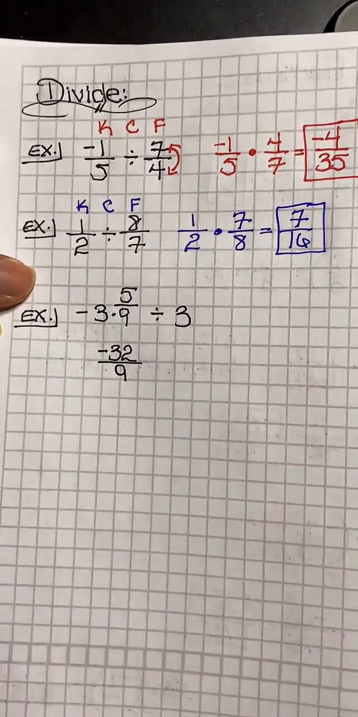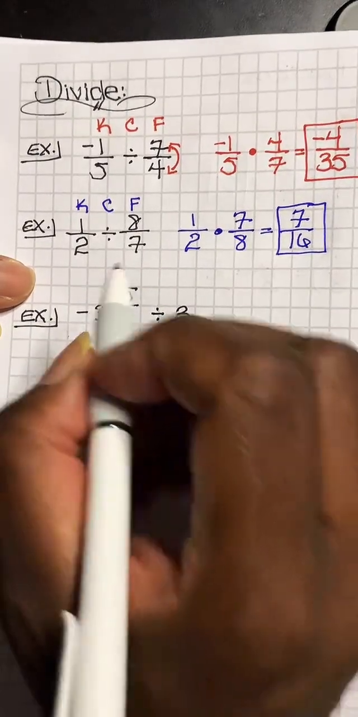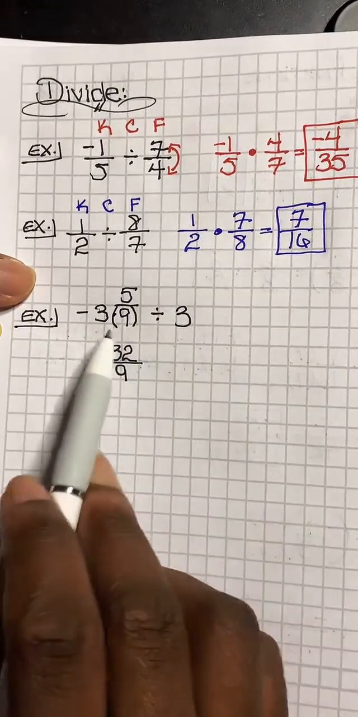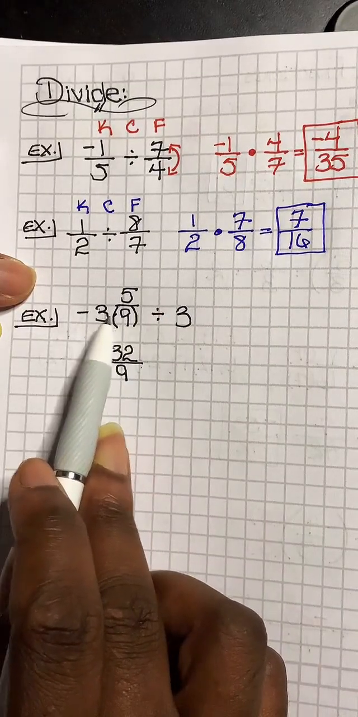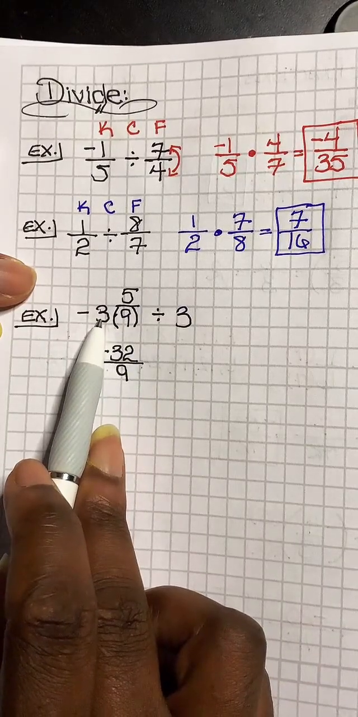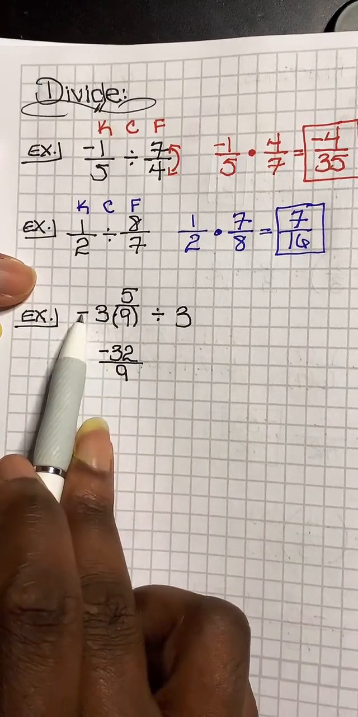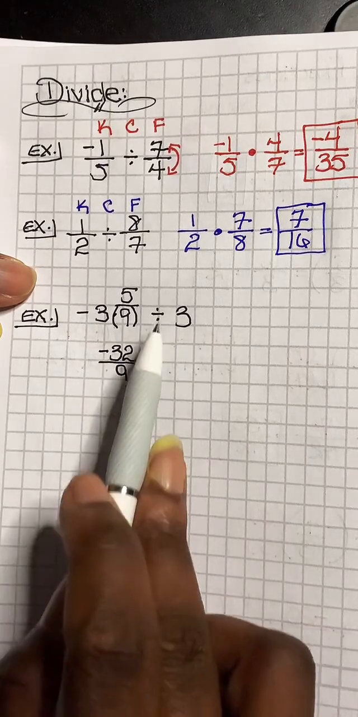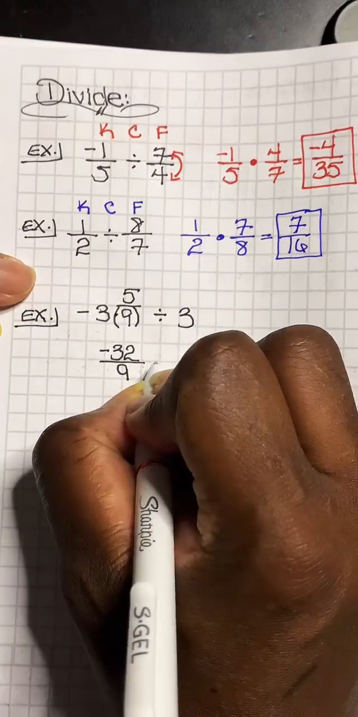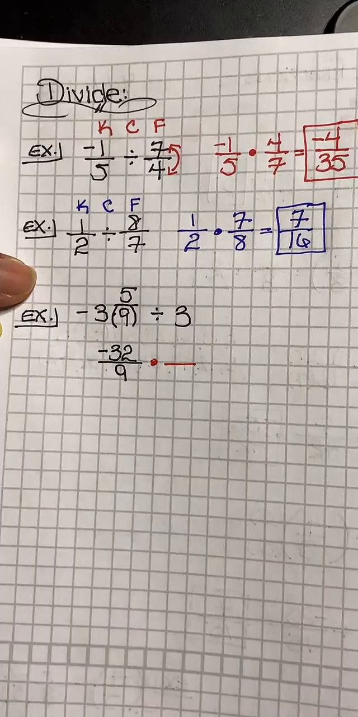Now, let's go into the keep, change, flip. I should put this as a parenthesis because it looks a little confusing. What we do is change this mixed number to an improper fraction. So 9 times 3 gives me 27 plus the 5 gives me the 32. Then we tack on the negative. Now we're going to change that division to multiplication. But what would this fraction be?